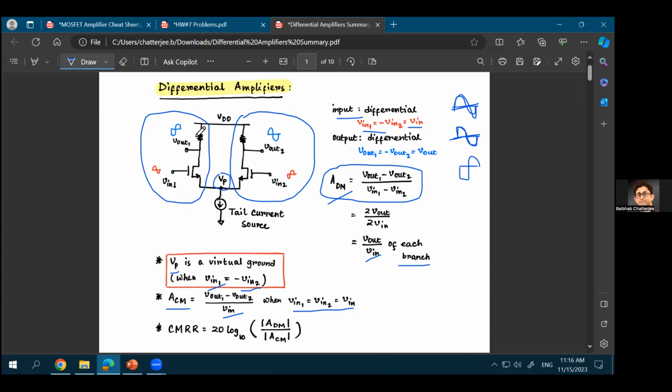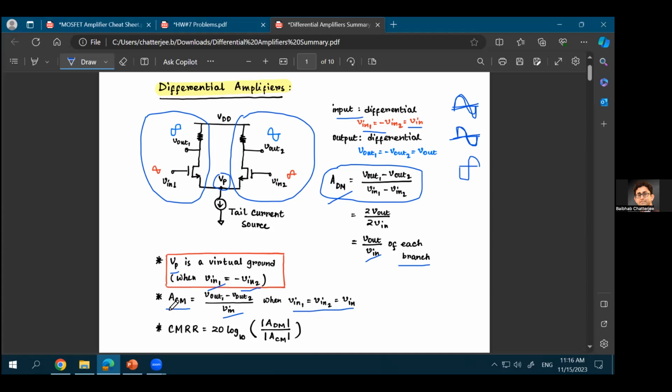But practically, because the two branches will not be perfectly identical with each other, there would be some mismatch in the transistor properties. There would be some mismatch in the resistances. For example, let's say these are 10 kilo ohm resistances. One of them might be 10.01, the other one might be 9.99. Because of those small differences, you'll see that the differential output will not be 0 in this case, and you'll see a finite differential output. Vout1 minus Vout2 will not be 0, it will be finite. So Vout1 minus Vout2 divided by Vin, when Vin is equal to Vin1 equal to Vin2, is the common mode gain.